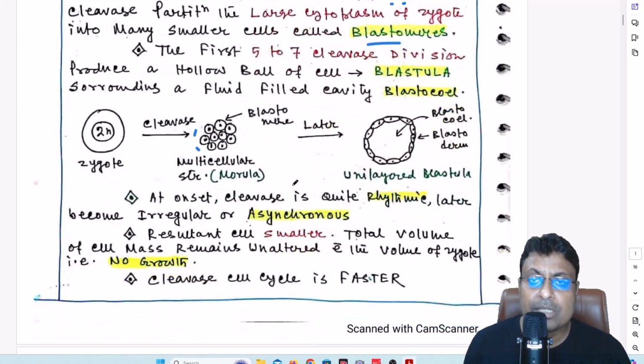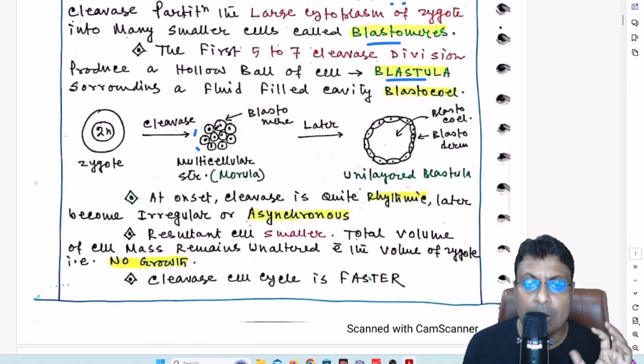The first 5 to 7 cleavage divisions produce a hollow ball of cells called the blastula, surrounding a fluid-filled cavity known as the blastocoel. This is a zygote, and by repetitive mitotic cell division it produces a multicellular structure known as the morula, a compact multicellular ball-like structure. The cells remain attached to each other by a special kind of protein known as E-cadherin. So E-cadherin is present just like this, and it holds all of these cells together, right?